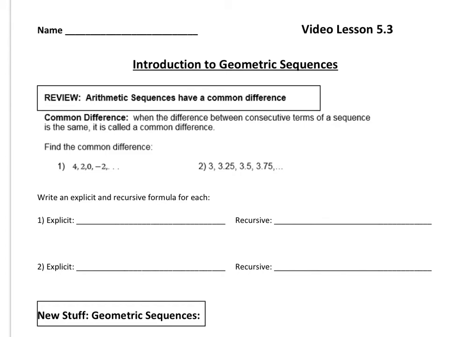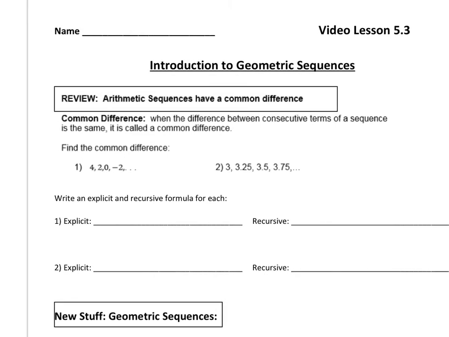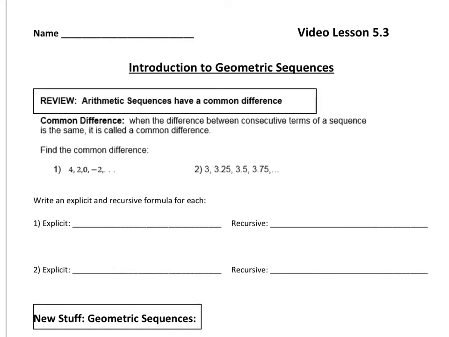Hello students. Video lesson 5.3 has to do with that second type of sequence that I told you we would talk about, geometric sequences. A little different than arithmetic sequences, which have a common difference. But before we talk about geometric, let's just review arithmetic. So the common difference again is when the difference between consecutive terms of a sequence is the same. That constant rate is called the common difference.